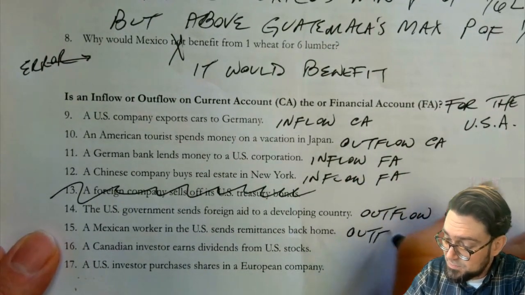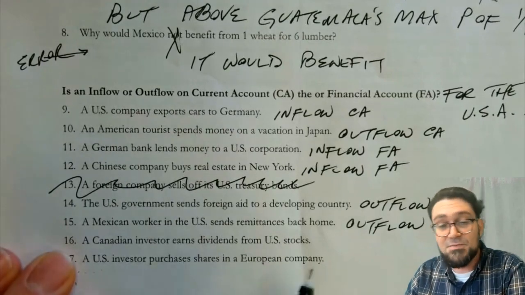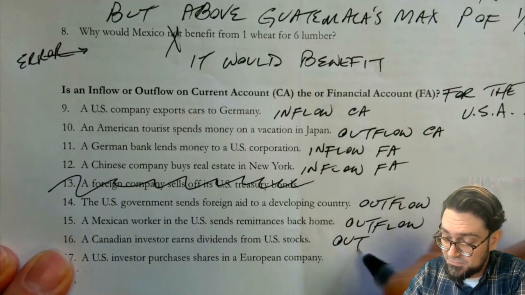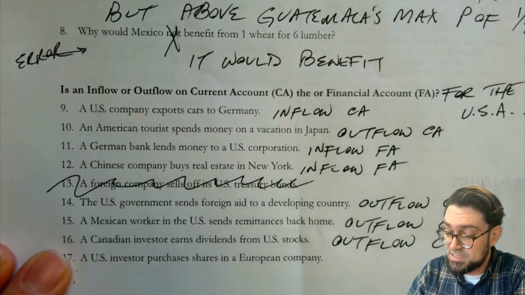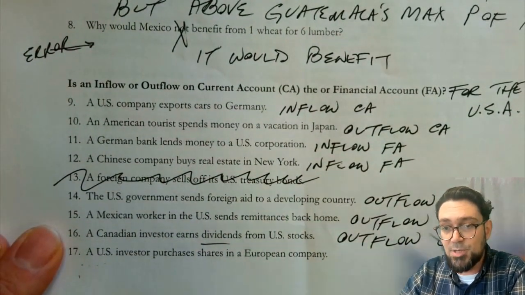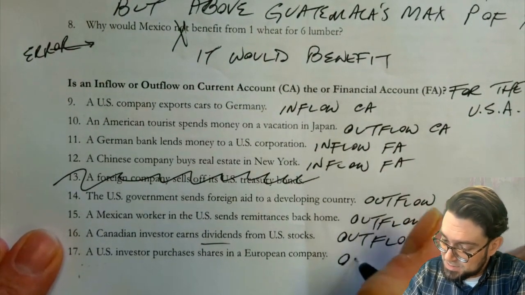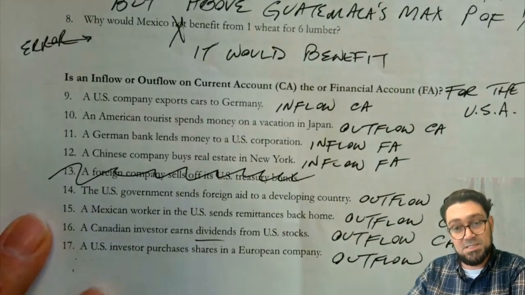So again, this is another outflow and it's the same type, current account. Canadian investor earns dividends from U.S. stocks. This is an outflow because the money's flowing from the U.S. to Canada, and it's on the current account because it's dividend income. And a U.S. investor buys shares in a European company. We would say that that's also an outflow, but this one's on the financial account because it's a financial asset.